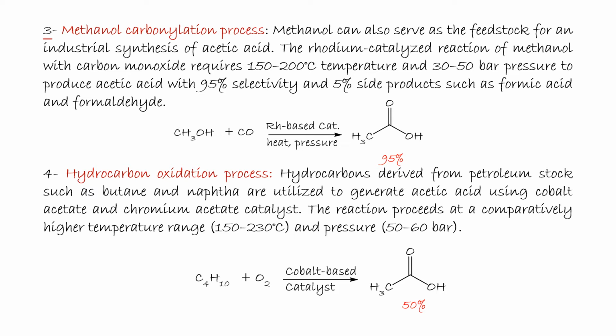Method 3, methanol carbonylation process. Methanol can also serve as feedstock for an industrial synthesis of acetic acid. With a rhodium catalyst, the reaction of methanol with carbon monoxide at 150 to 200 degrees Celsius and 30 to 50 bar pressure produces acetic acid in 95% selectivity and 5% side products such as formic acid and formaldehyde.